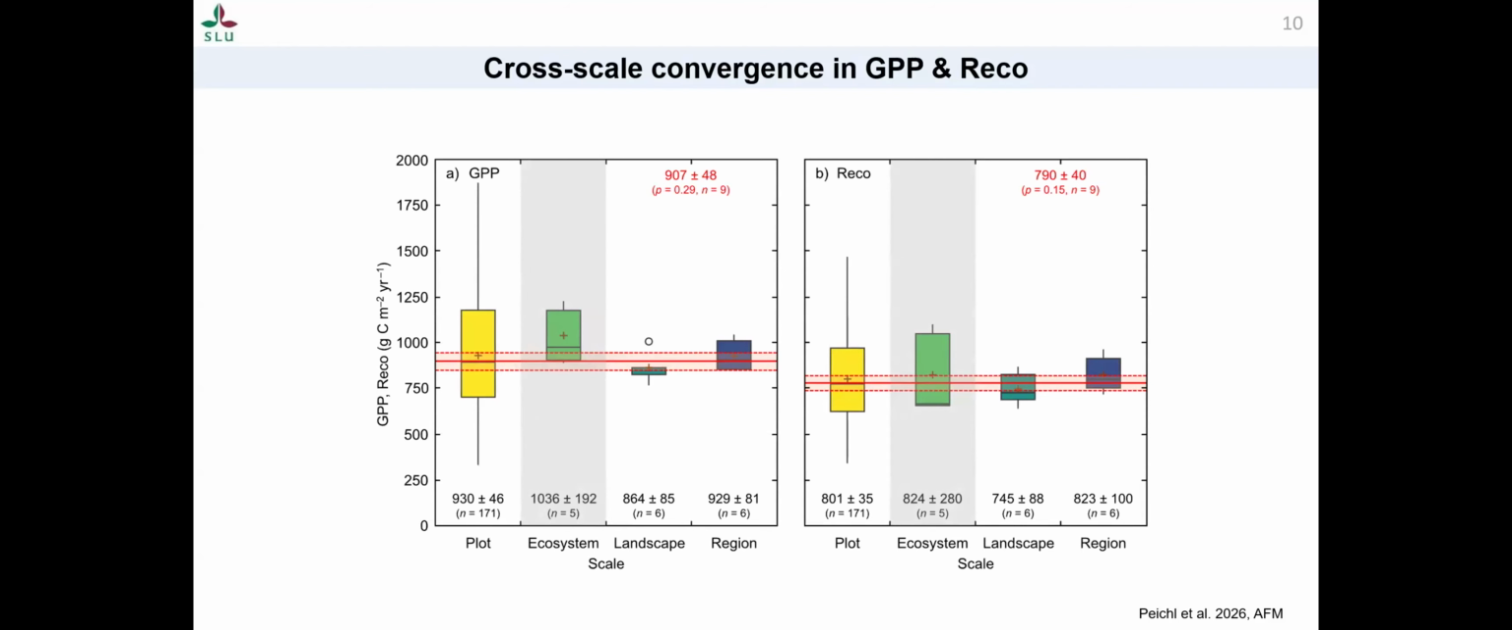We found that it converged also quite well to about 900 grams per square meter per year across the plot, landscape, and region scale. Again, the ecosystem scale is always excluded here because it's just such a snapshot of the landscape. And also the ecosystem respiration on the right-hand side shows a really nice agreement across these different scales and measurement methods.